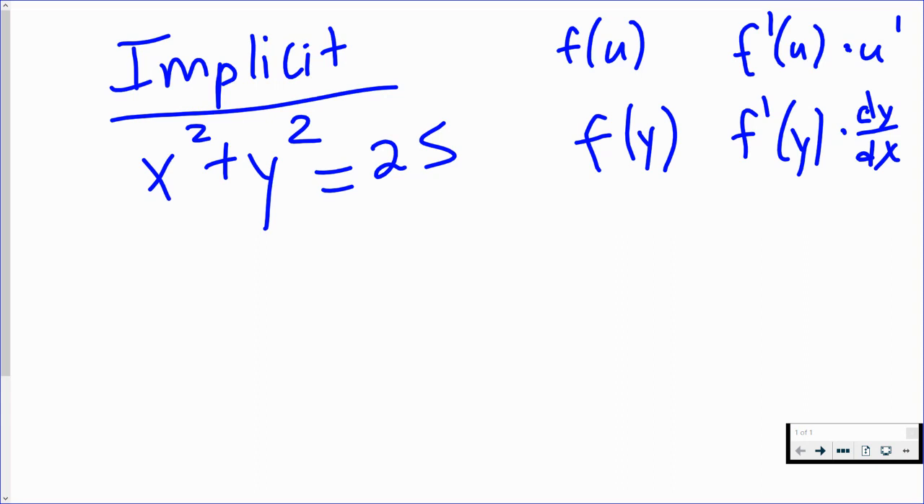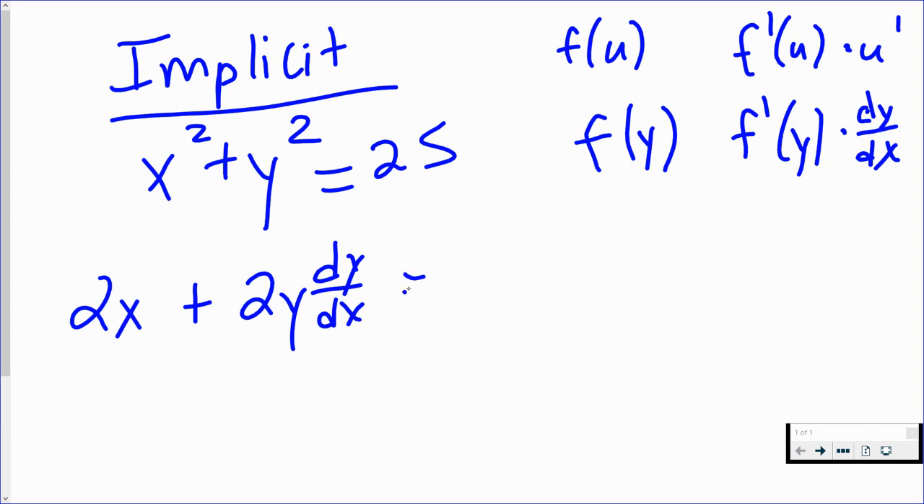Okay, so let's look at this x squared plus y squared equals 25. The derivative of x squared with regard to x is 2x. The derivative of y squared, now we're taking derivatives with respect to x, so the derivative of y squared is 2y times dy dx. Again, we take the derivative and then we have to put in that extra piece. Equals the derivative of 25, which is 0.